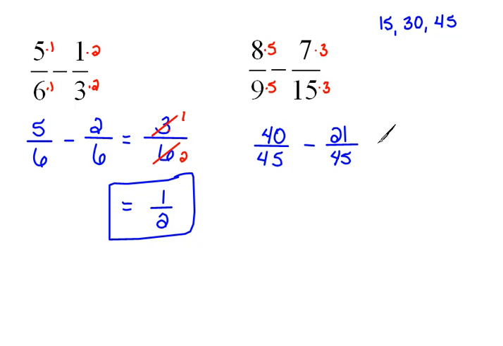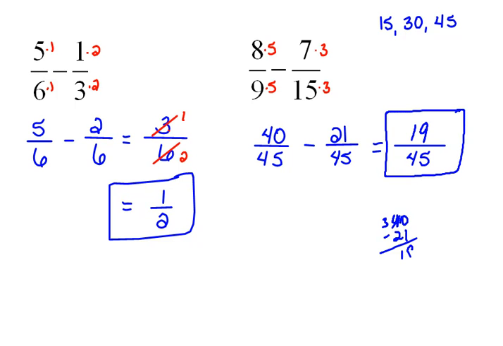Now that we've got those equivalent fractions, we can subtract. So our denominator will remain 45. And 40 minus 21, well, 40 minus 21, we would have to borrow. So that would be 19/45. And that will not reduce.